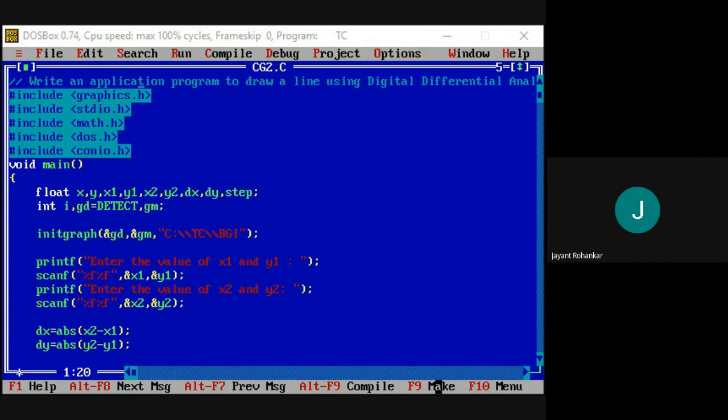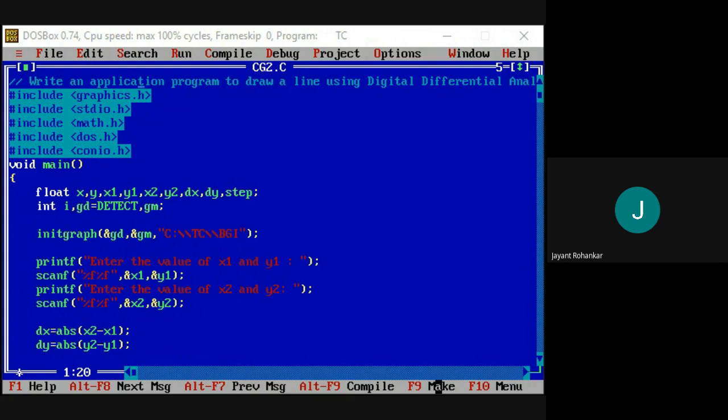Then gd, we know why gd is used: the gd variable is used to detect the graphics, and gm is used to initialize the graphics mode in the program. Then initgraph, that is initialize the graph, ampersand of gd and ampersand of gm. We have to put the path while we are writing the program of graphics.